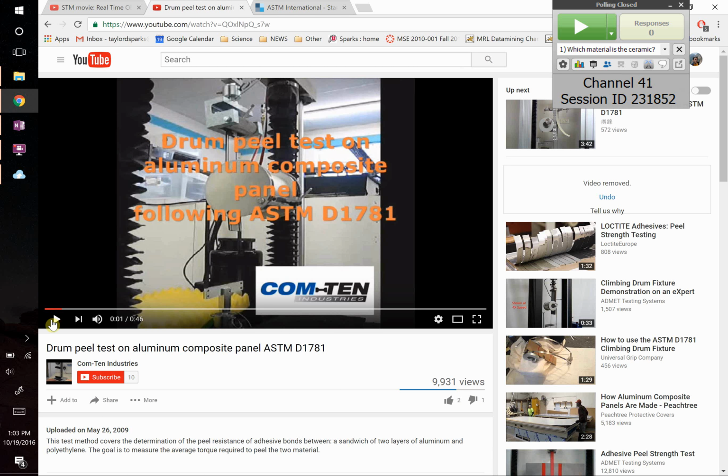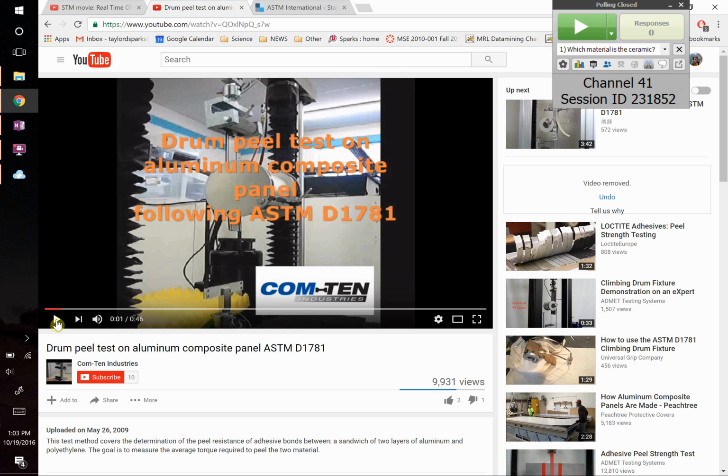A company, since I run the characterization lab at the U, asked us to figure out how well their lining material sticks to the substrate underneath it, right? Think of it like a composite. There's a steel substrate, there's this polymer on top of it, and they have to peel this thing off. This is not our video, this is someone else's, but this is the test we did. And they said, we need you to do ASTM D1781, right? And we said, all right, what is that? We looked it up, and it's called a climbing drum test.